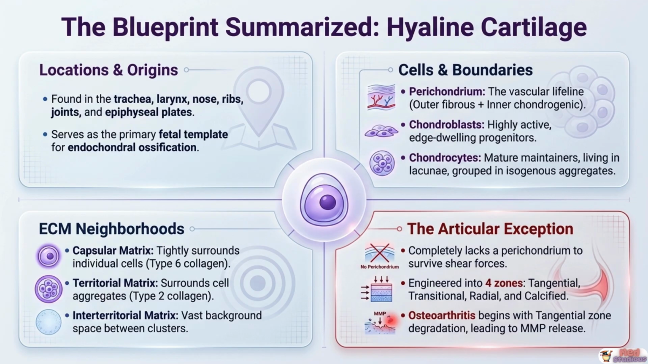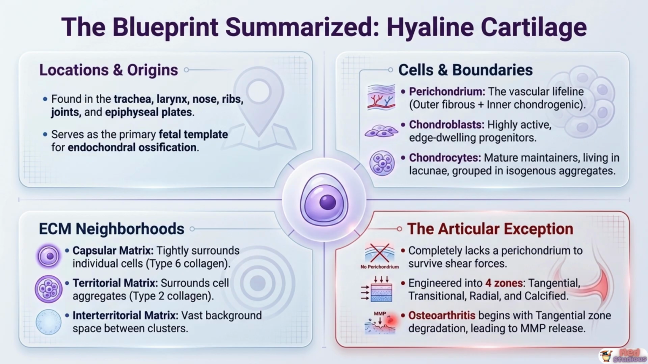ECM neighborhoods. The matrix around each chondrocyte cluster is organized into three concentric zones. The capsular matrix, immediately surrounding each lacuna, rich in type 6 collagen and sulfated proteoglycans. The territorial matrix surrounding the entire isogenous aggregate, rich in randomly arranged type 2 collagen and GAGs. And the vast interterritorial matrix between clusters, the bulk structural material of the tissue.